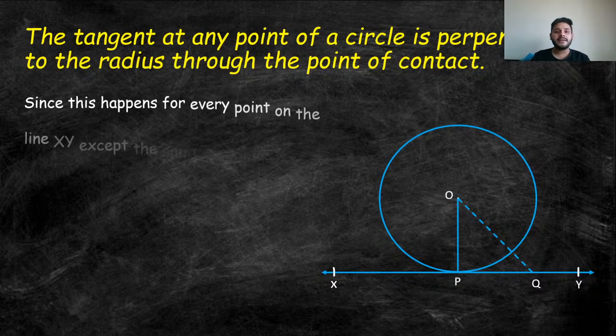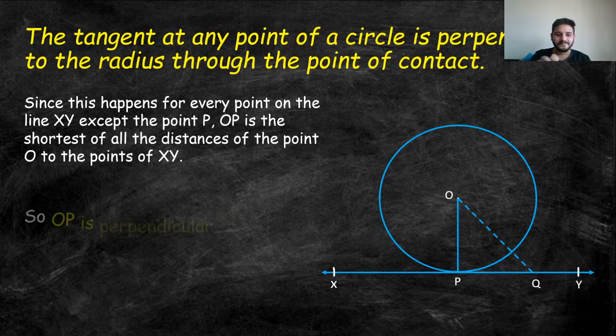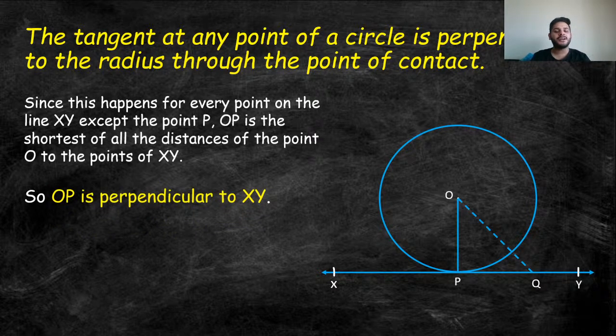Since this happens for every point on the line XY except the point P, OP is the shortest of all the distances from the point O to the points of XY. Agreed? Perfect. So OP is perpendicular to XY. I am sure that you all are clear with this tangent theorem, and we are good to apply it in the coming applications, which will give you a clear idea how to use this theorem when solving sums related to this chapter.